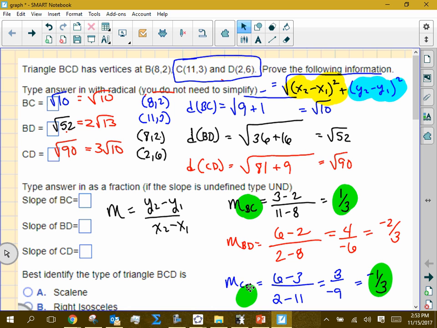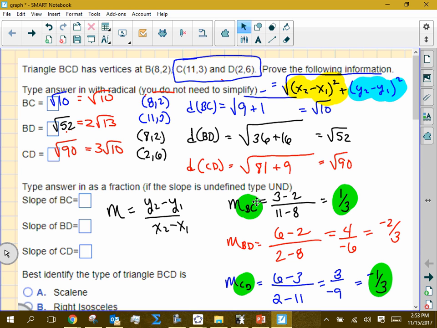Okay? So where are those 2 going to meet? At what vertex? C. So I'm checking to see if there's a right angle at C. I've got 1/3 and negative 1/3, right? Opposite signs, right? Are they reciprocals though? No. So no right angle at C.